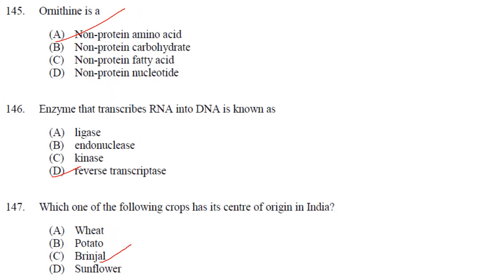Next one. Ornithine is a non-protein amino acid. Answer is option A. Enzyme that transcribes RNA into DNA is known as reverse transcriptase. Answer is D. Then which one of the following crops has its center of origin in India? It is brinjal. Answer is option C.